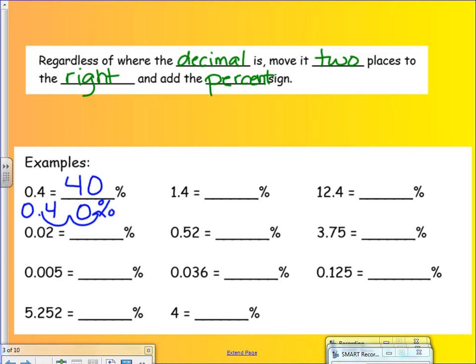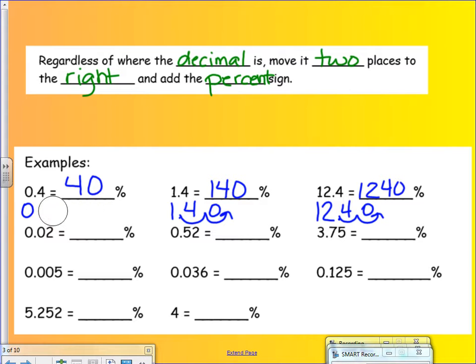Okay, let's look at the next one where I have 1.4. Again, I'm going to move it two places to the right. So I'm going to fill in that space with a 0. So I have 140%. Let's look at the next one. I have 12.4. So I'm going to move it 1, 2, fill in the space with a 0. So I have 1,240%. Okay? So notice that no matter what, I've moved the decimal two places to the right.